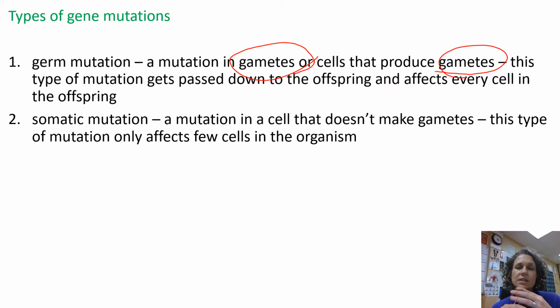Somatic mutation is a mutation in other cells, the cells that don't make gametes. And this type of mutation generally only affects a few cells in the organism. So this is like when you get a freckle that appears out of nowhere. That's a mutation, but it only affects those cells that get the darker pigments in it. Very, very rarely are somatic mutations as serious as a germ mutation, and they can be, but for the most part, with germ mutations you're stuck with it, basically.